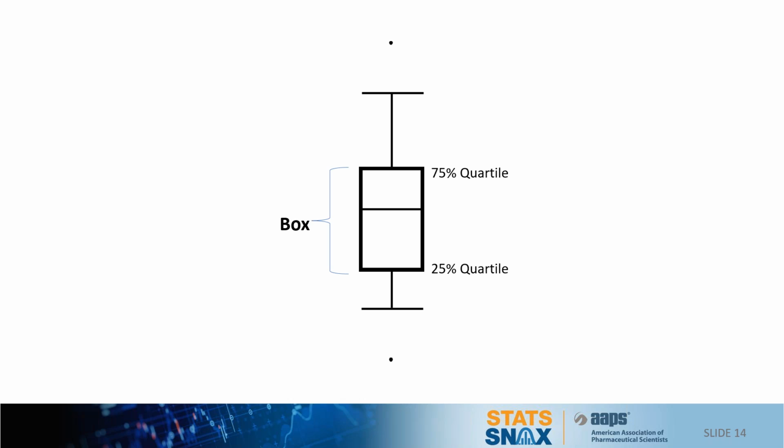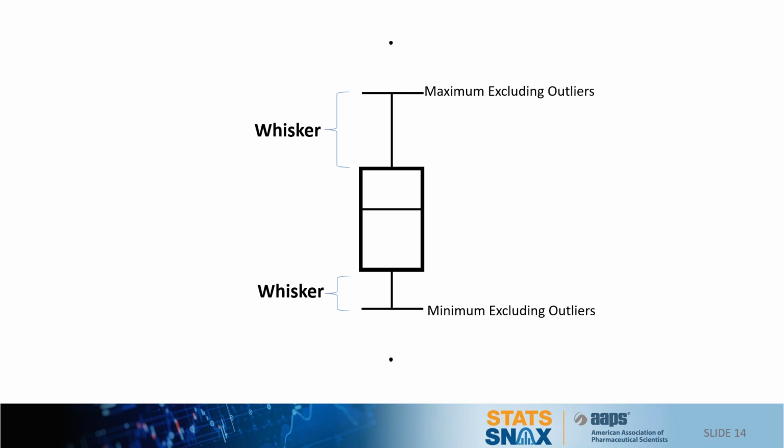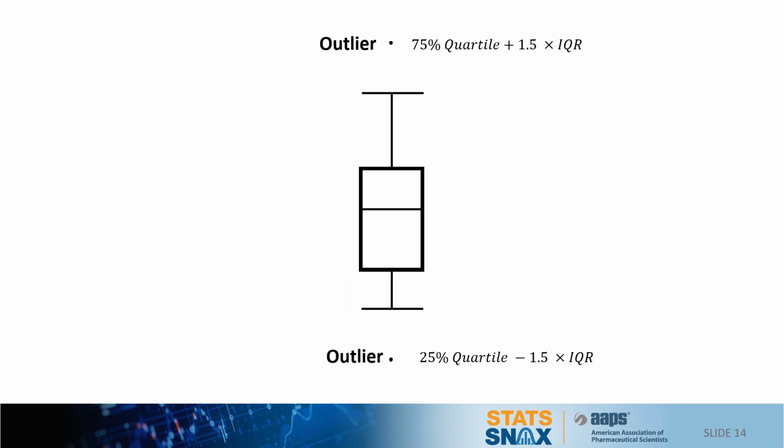A box plot is made up of a box, whiskers, and points. The box represents the middle 50% of the data, or the data between the 25th percent quartile and the 75th percent quartile. The whiskers are indicating the minimum and maximum values when excluding outliers. Lastly, the points are the outliers. Any data point is considered an outlier if the value is larger than the 75th percent quartile plus 1.5 times the interquartile range, or is smaller than the 25th percent quartile minus 1.5 times the interquartile range.